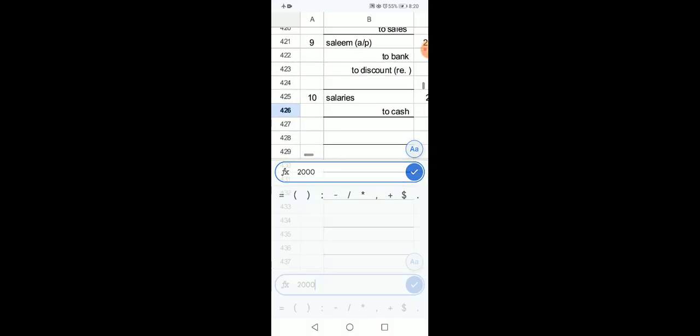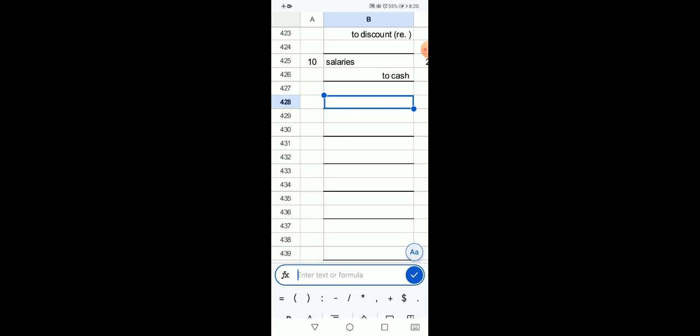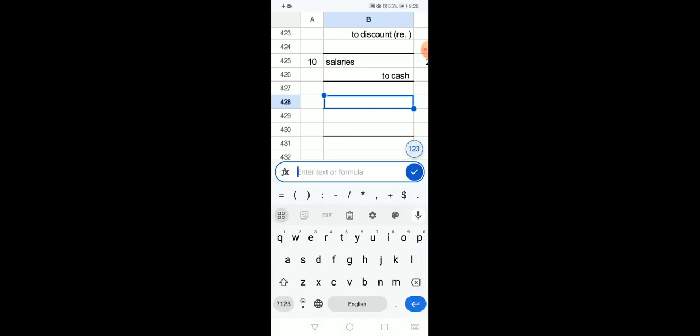Now let's see what is next. We have entry number 11, paid telephone charges. Again you are paying telephone charges. If you are paying, it means your cash in hand is decreasing. Decrease in cash means decrease in asset. Asset is being decreased. Decrease in asset means it should be credited, so you will put cash on credit side.